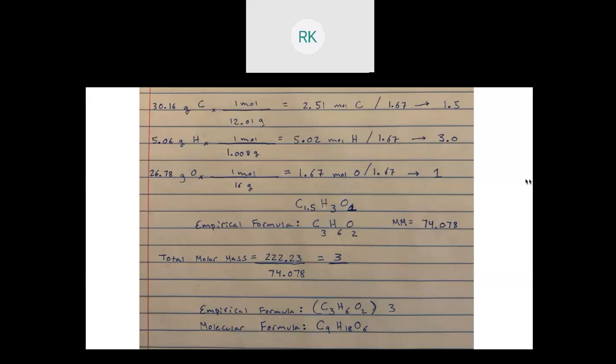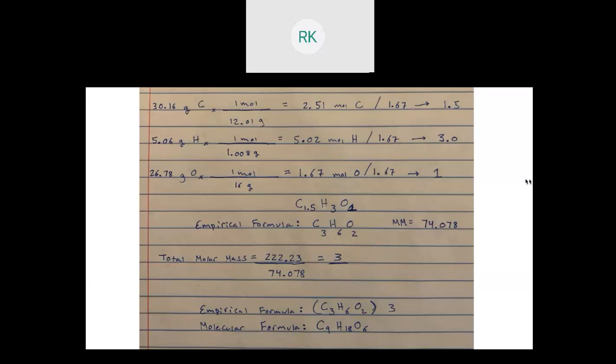And so our next step is, again, always to divide by the least number of moles, which in this case is 1.67 moles of oxygen. And so when we do this math, we find that our whole number ratios is 1.5 for carbon, 3 for hydrogen, and 1 for oxygen. Okay? And so this gives us a general formula of C1.5H3O1. Okay? But when we write formulas, in our empirical formula, for example, we cannot have decimal places.